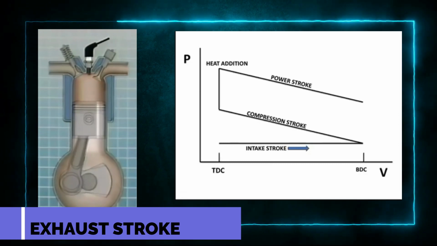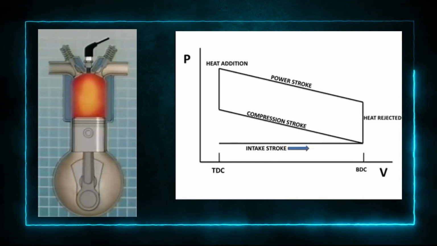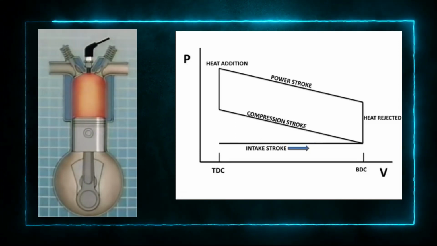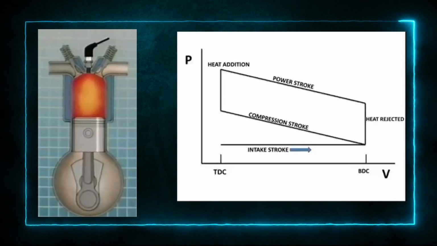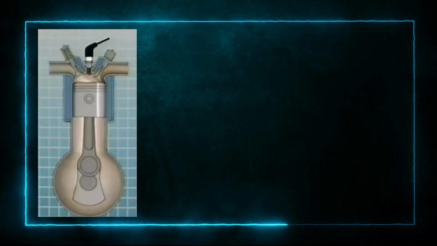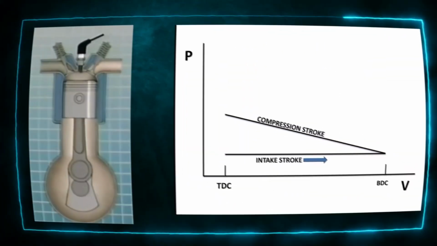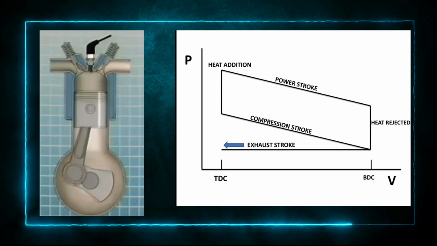After using the air and fuel mixture, the waste needs to be evacuated, and it's called heat rejection. When the piston travels upward, the burned mixture is released, and it's called the exhaust stroke. Finally, that's how the four strokes work, and its graph.